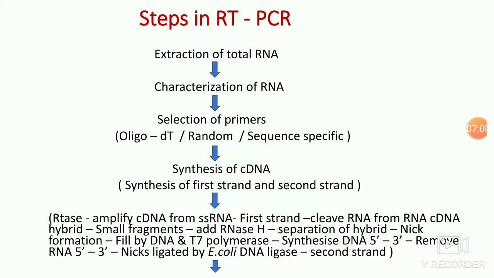Nicks are formed due to RNase H. They are filled by DNA polymerase I and T7 polymerase. Also, the DNA polymerase synthesizes the DNA in the 5' to 3' direction and removes RNA fragments with 5' to 3' exonuclease activity. The nicks between the adjacent DNA are ligated by ligase enzyme, that is usually E. coli DNA ligase. Now, the synthesis of the second strand occurs.